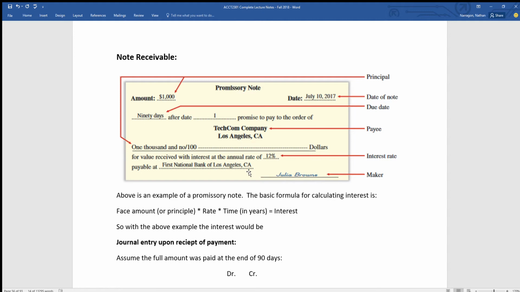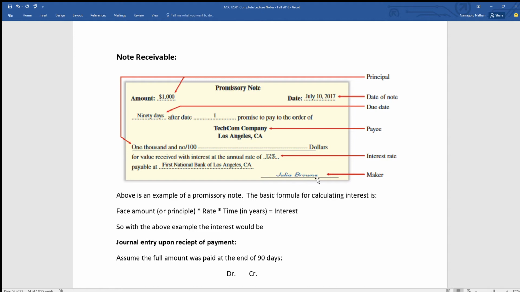We'll have the date of the note, and we're going to have the due date, so again, 90 days. Whoever the payee is, this is Techcom company, and we're going to have the interest rate. Now watch out on interest rates. Since note receivables can be short-term and long-term, notice this is a short-term one of 90 days. This percentage interest rate is an annual rate, so watch out. We're probably going to have to convert that to months. And of course, we'll get whoever the maker is, whoever actually made the note. So Julia Brown made a note that says Techcom company will pay $1,000 in 90 days with an interest of 12% annual, but it's really less than that.